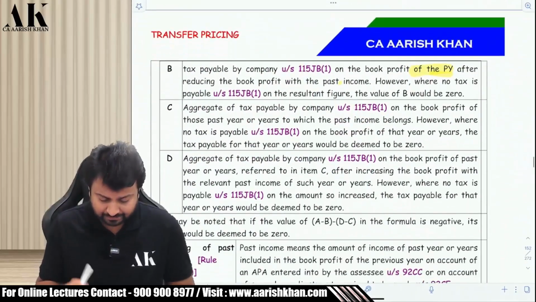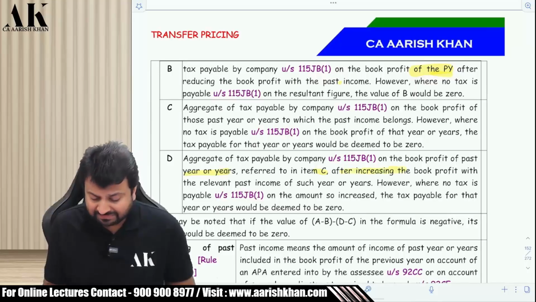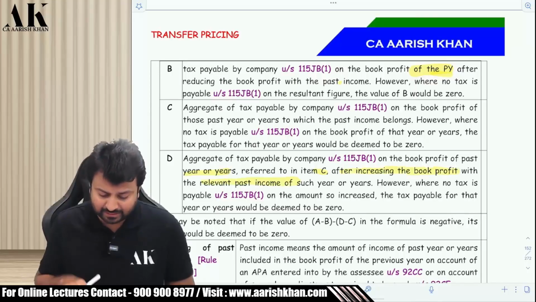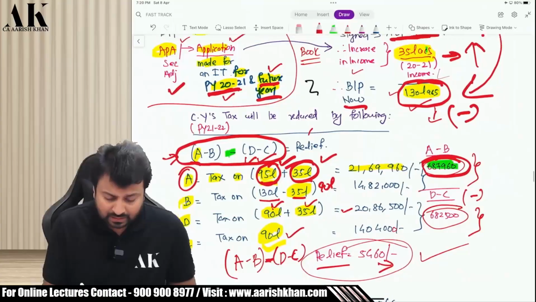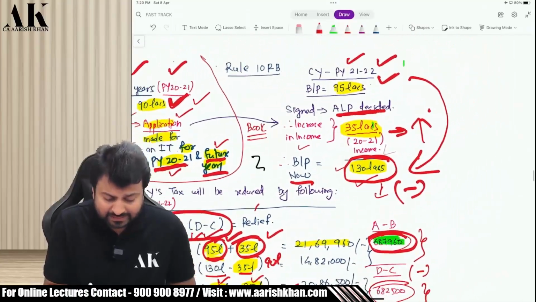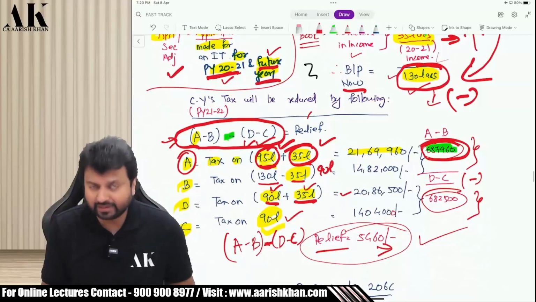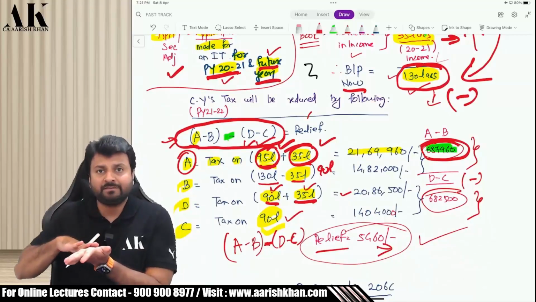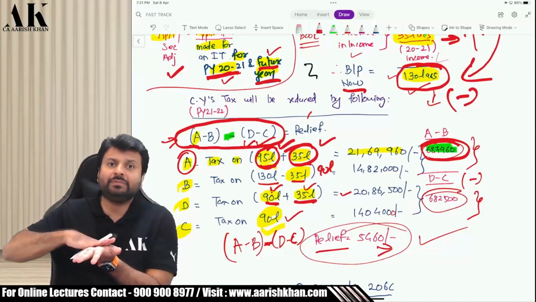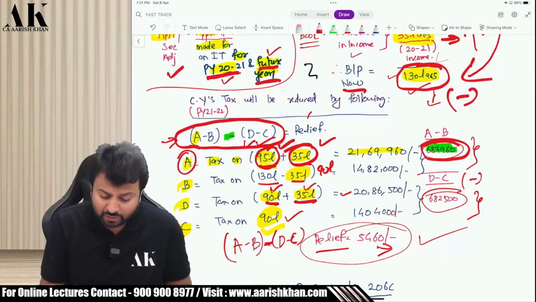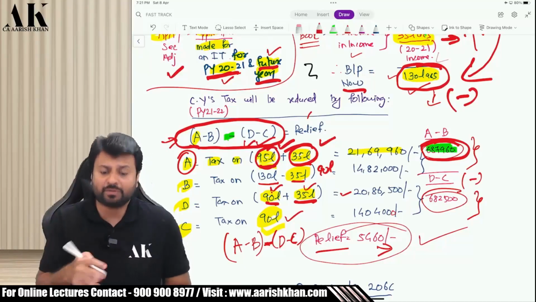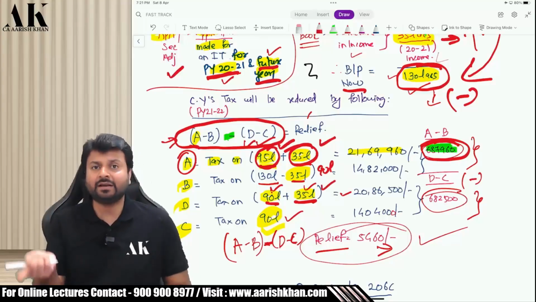So what is D? Aggregate of tax payable by the company on the book profit of the past years, referred to in item C, after increasing the book profit with the relevant past income. So now you are supposed to compute past year's income, that is 90 lakhs plus past year's profit. So 90 lakhs you will add 35 lakhs, that is past year's profit. You will increase the increased income in the past year's profit. Earlier you were adding the increased income in the current year profit.